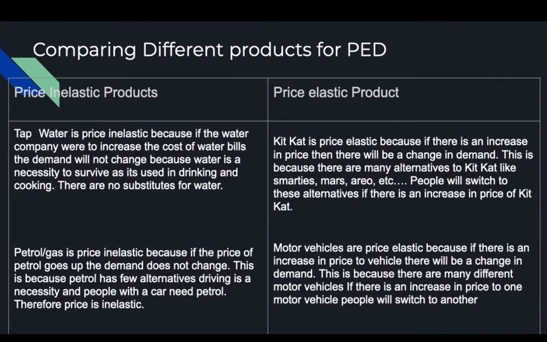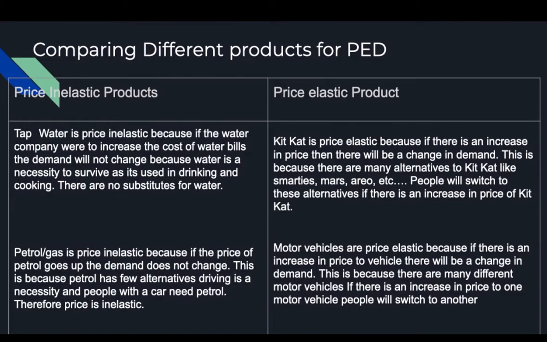And the second example is gasoline or petrol. Gasoline is price inelastic because if the price of gasoline goes up, the demand does not change. This is because petrol has few alternatives, and driving is a necessity, and people with cars need petrol. Therefore, it is price inelastic. So now I'll be going through two examples of price elastic products.